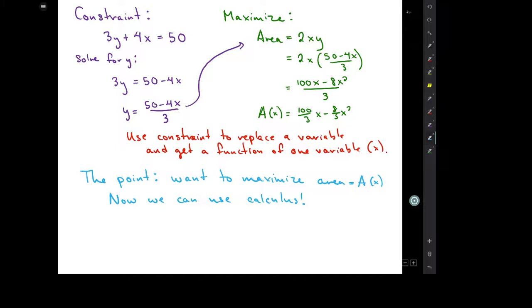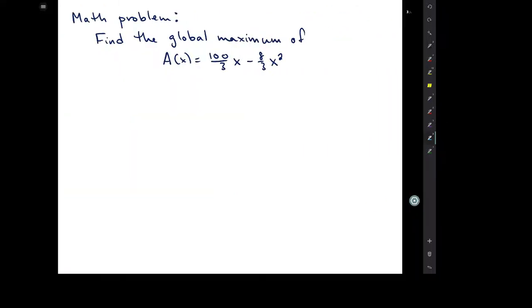Okay, so let's do that. We have A of x, and we want to find its maximum. We want to find its largest value. So in order to do that, we take the derivative. So the derivative A prime of x is going to be 100 thirds minus 16 thirds x.